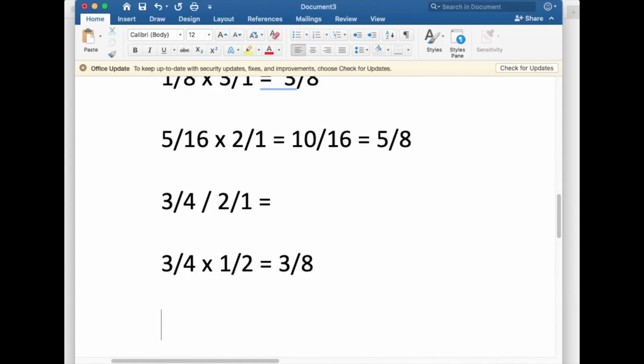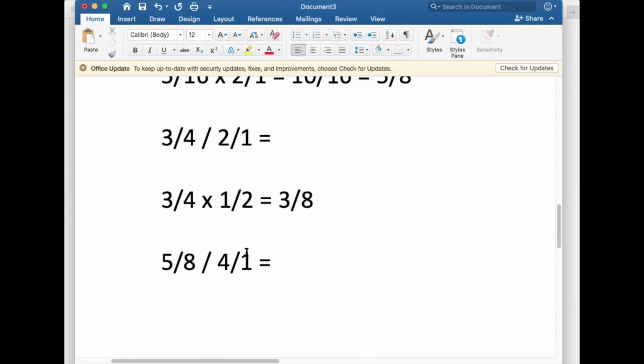So again, let's look at another one. Let's do 5/8 divided by 2, or let's try 4. Let's see how that works. 4 is the same thing as 4/1, so we're going to write it that way. Now we're going to invert it. We're going to take 5/8 times 1/4. And we can simply multiply across.